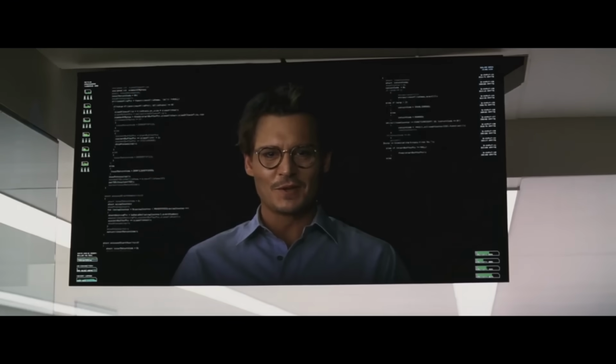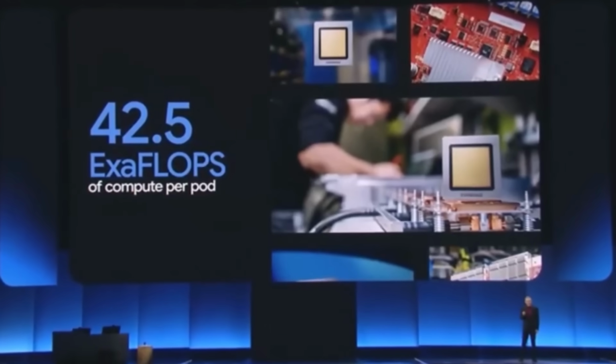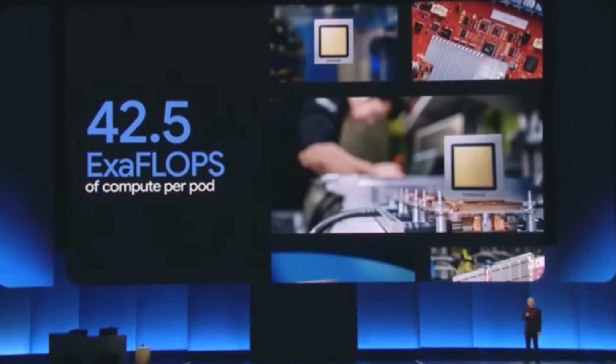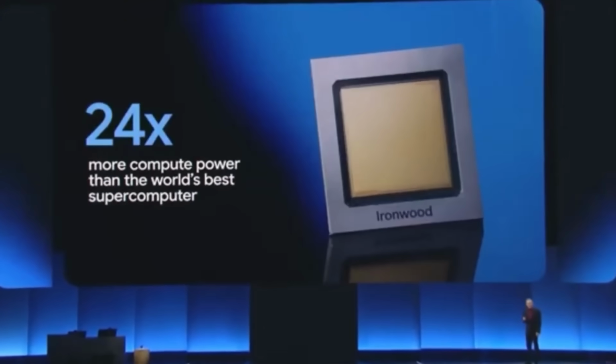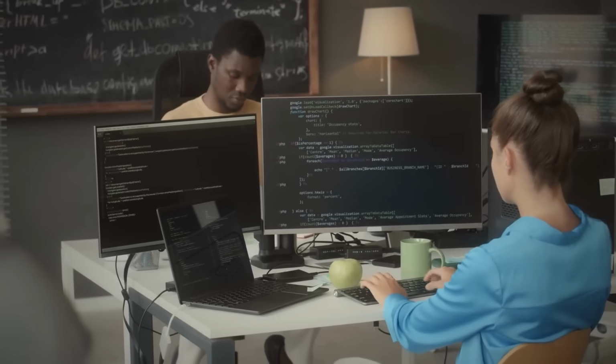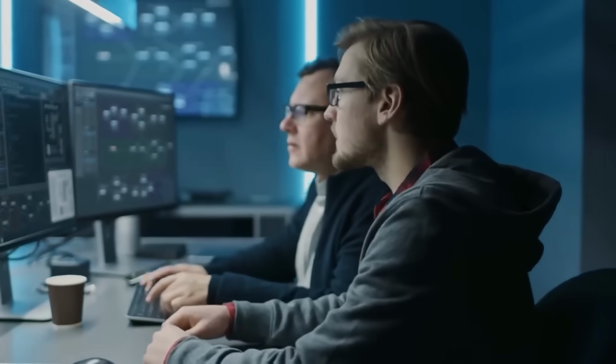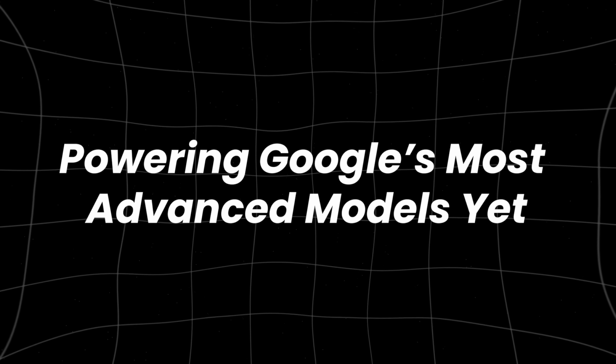And these aren't isolated claims. This is based on Google's internal metrics shared during Cloud Next, aligned with industry benchmarking standards, and they're planning on releasing more performance results in the months ahead, powering Google's most advanced models.